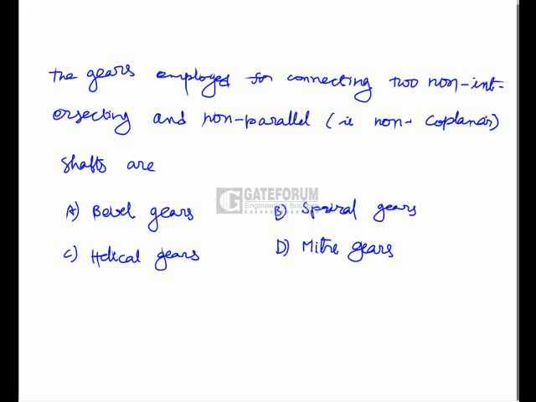The gears employed for connecting two non-intersecting and non-parallel, that is non-coplanar, shafts are, here the options are bevel gears, spiral gears, helical gears and miter gears. The right option is B, spiral gears.